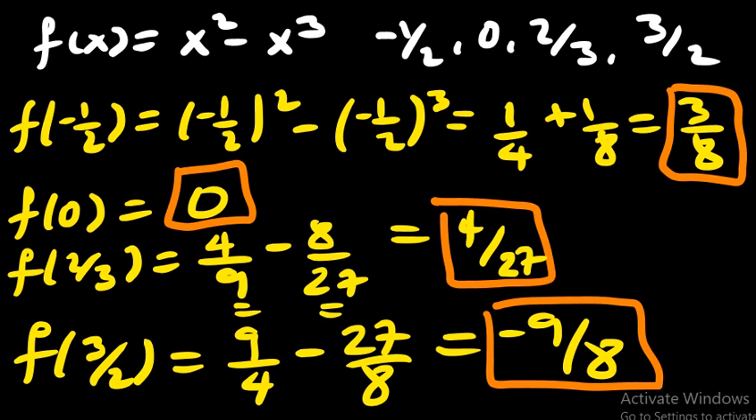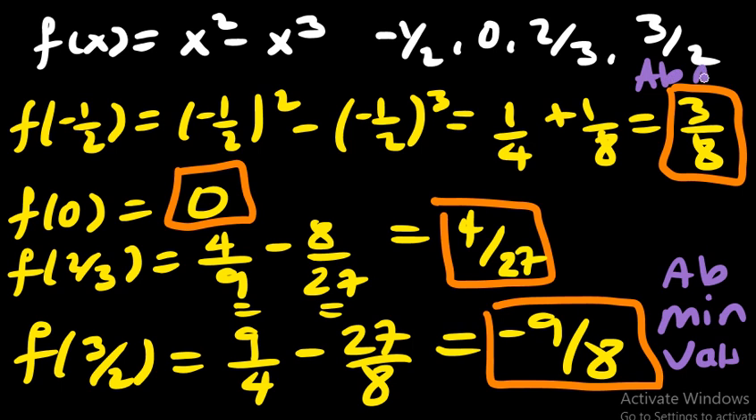So which one is the smaller number? Obviously, the smaller one is the negative. This is the absolute minimum value. What about the maximum? The maximum is either of the two positive numbers, but which one is larger, 3 over 8 or 4 over 27? Obviously it will be 3 over 8. This is the absolute maximum value of the given function. So the answer must be C.